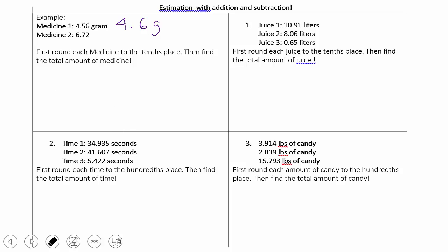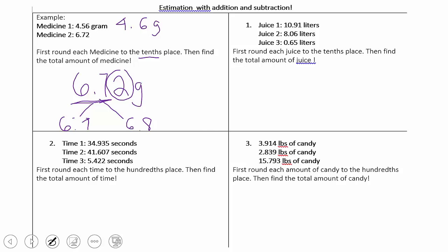Okay, so for medicine 2, you originally start out with 6 and 72 hundredths grams. Now again, we're rounding to the 10th place, so I'm going to underline the 7/10. So I look at everything that comes before the 10th. So one of my choices is 6 and 7/10. And the other choice is to add an extra 10th, so 6 and 8/10. So I look next door and I see that 2 is below the midpoint. So I'm going to go ahead and stay at 6 and 7/10.